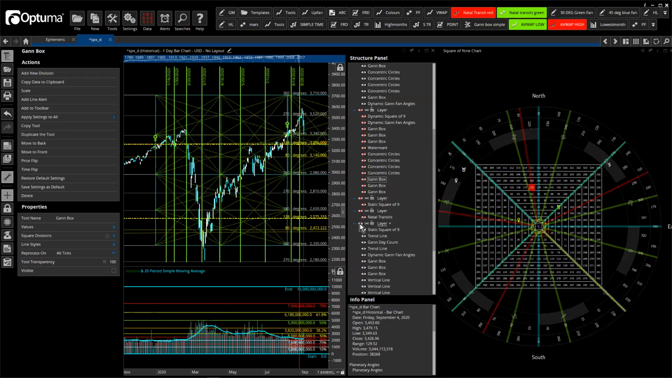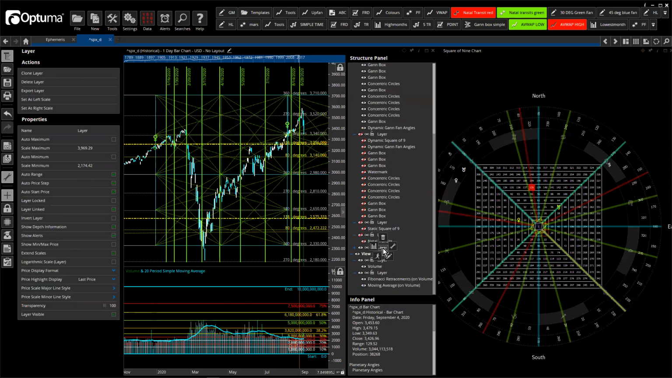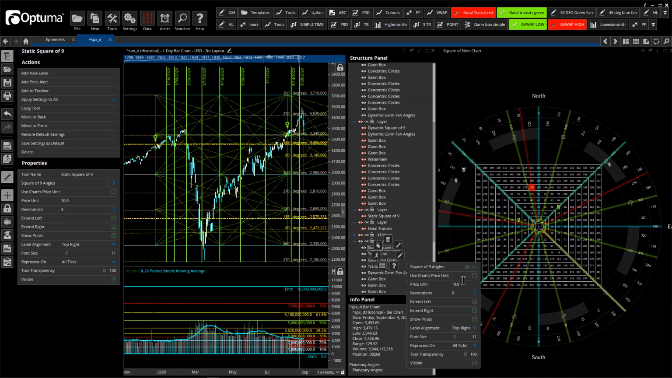So let's just take this layer. In Optima, I could just take it and duplicate it, clone it. So now I'm going to get 2 layers of the exact same thing. I'm going to save this just in case. And now I've got a secondary layer. So I'm going to name the other layer $10 per degree. That way I can always see it. And I'm just going to take the second layer, and I'm going to change my square of 9 to be $100 per degree.